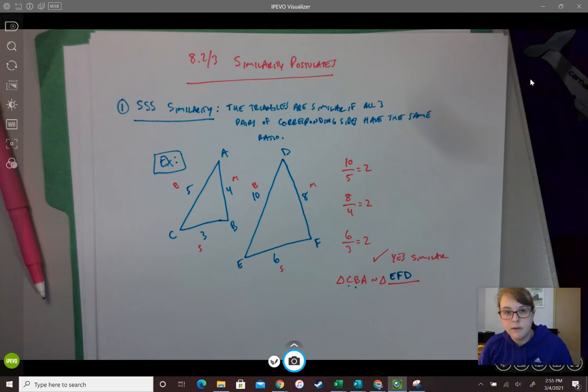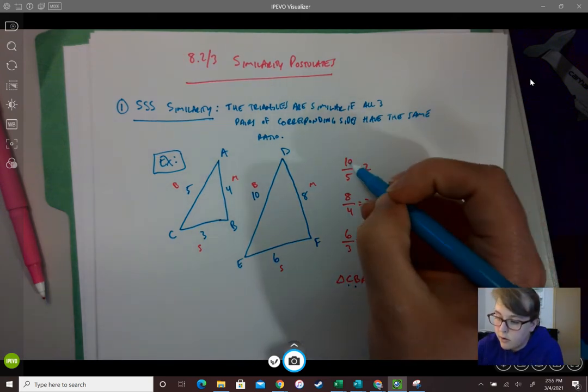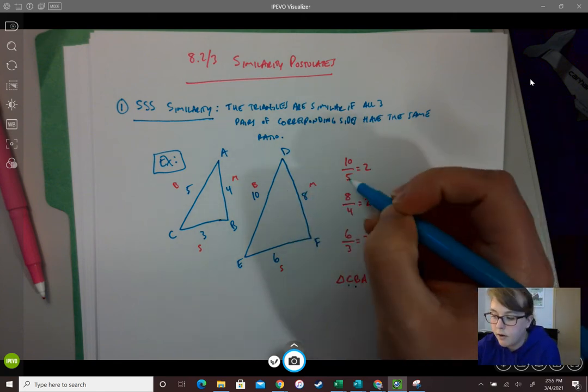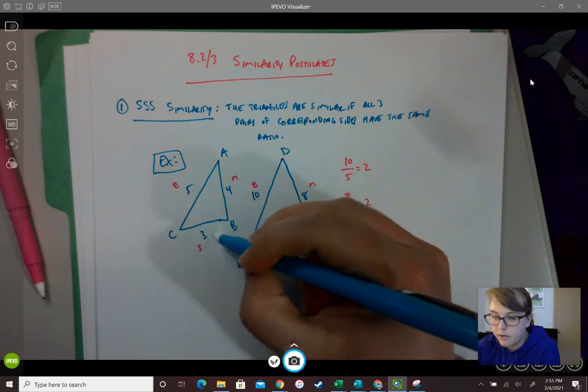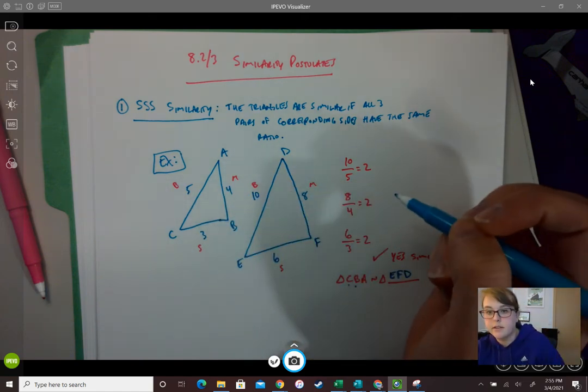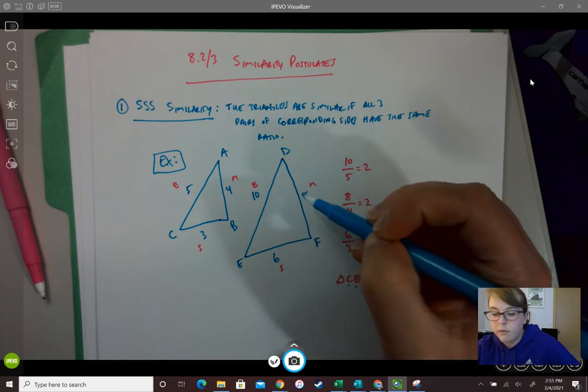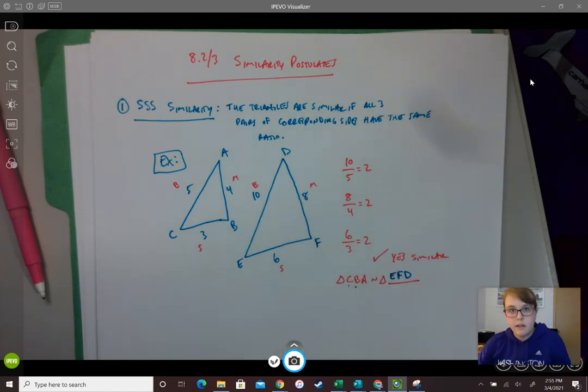The only thing you have to be careful of is notice how all the numbers on the top here are all from this triangle, and all the numbers on the bottom are all from the other triangle. You want to make sure you're consistent just like that. You want all the top numbers to be from one triangle and all the bottom numbers to be from the other triangle. So that's really the only thing you have to be careful of there.